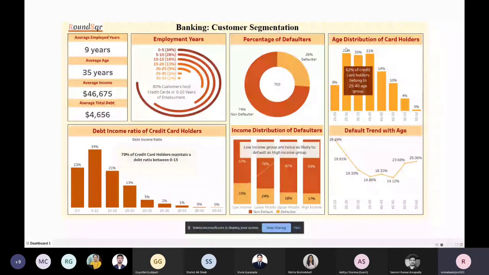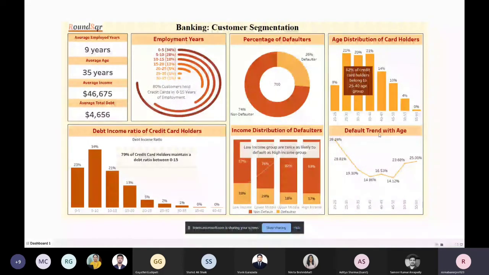On the right of it, we have the age distribution of card holders. We can see 25 to 30, 30 to 35, 35 to 40. These are the main years in which we have a higher percentage of customers holding credit cards. So it's around 62%, that's written on the screen.